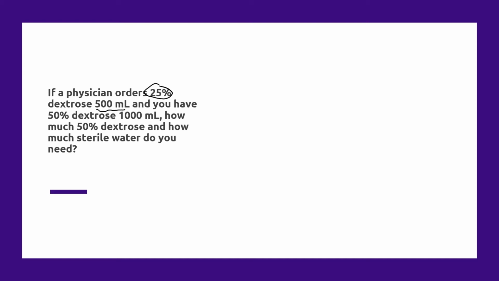Now, if we're going to do proportions, you first need to understand what percentage concentration really means. And in this question, they're expressing percentage as a weight per volume percentage concentration. And that represents how many grams there are per 100 milliliters of that solution. So a 50% dextrose solution, which is what we have on hand, provides 50 grams of dextrose per 100 milliliters. We're trying to get to a 25% solution, which is going to deliver 25 grams per 100 milliliters.